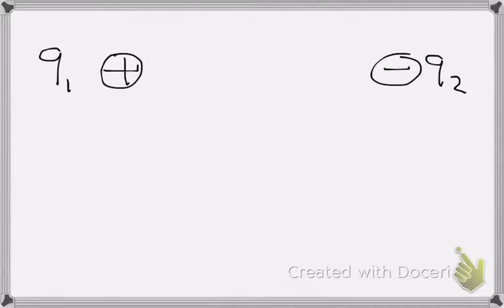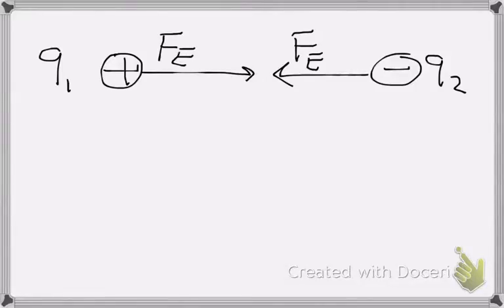Now let's look at another example. Q1 and Q2. Now we know that they are attracted to each other. So the Fe here is just the electric force. And the electric force that the Q1 feels from Q2 is equal and opposite to the one that Q2 feels on Q1. So if you didn't catch that, I'm going to write it out.